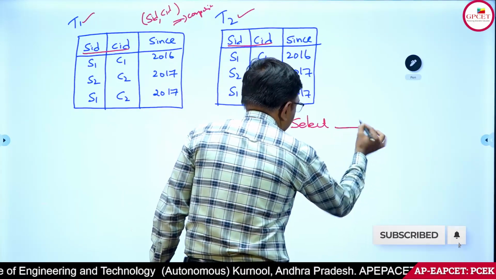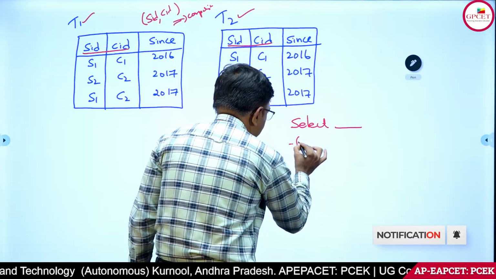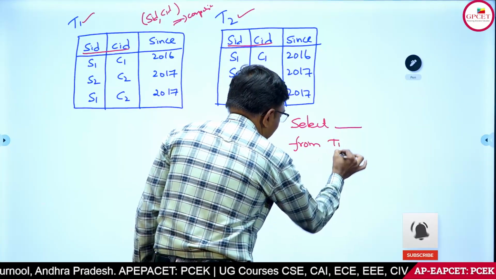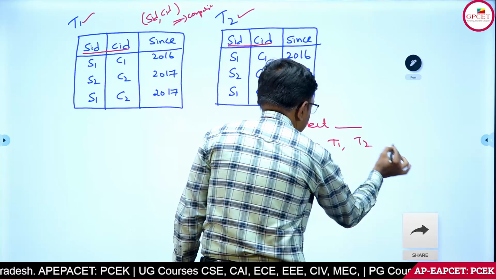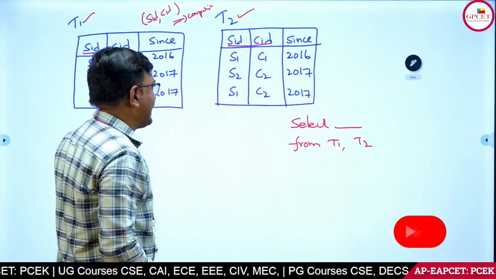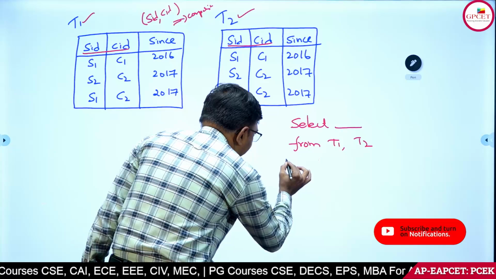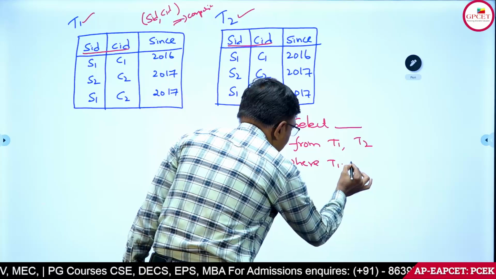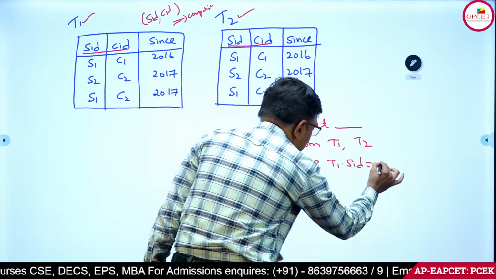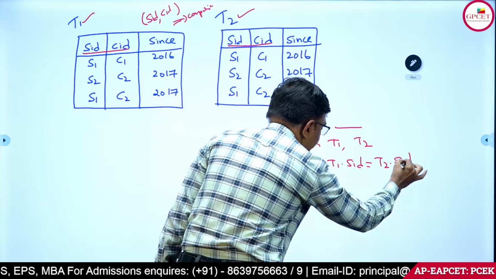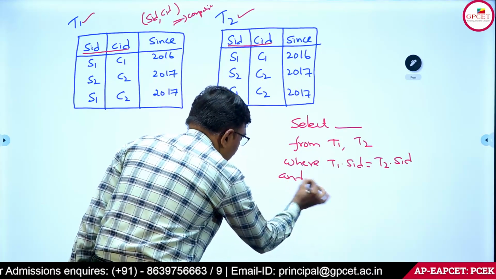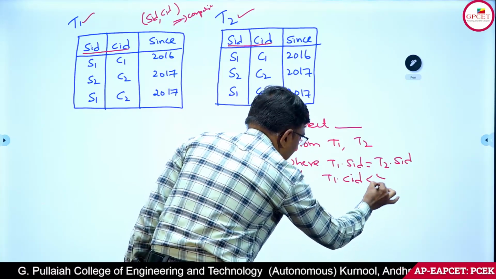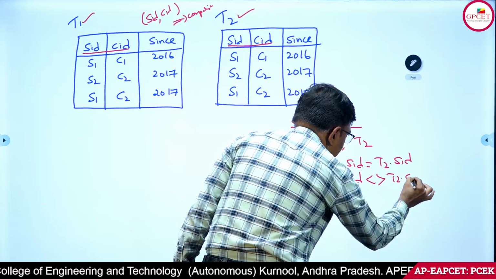We find the SID, right? And then from, what is table T1? From T1 comma T2, where table 1 is aliased as T1. And then where T1.SID is equal to T2.SID and T1.CID is not equal to T2.CID.